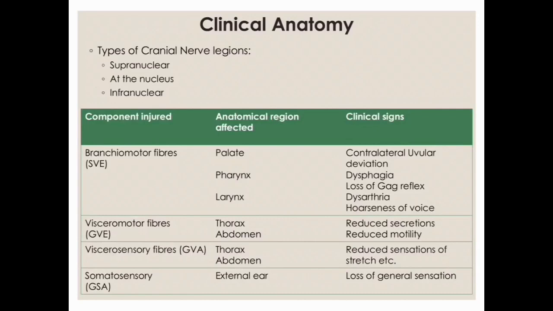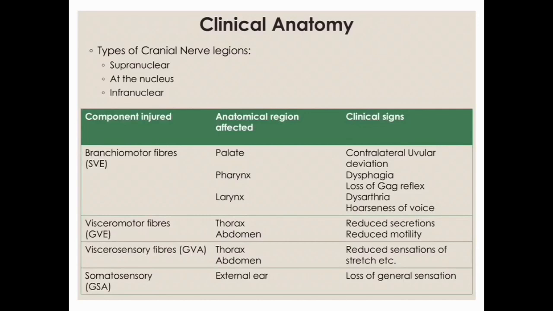So there will be reduced secretions for all these glands, and in case of the abdomen, there will always be reduced gastric and intestinal motility, right? Essentially, peristalsis would be affected. Moving on to the next row, viscerosensory fibers, GVA. I told you the visceral sensations, one of the most common ones for me is stretch. So even in the thorax, if there's any tracheal foreign body or something, these sensations will be reduced. So reduced sensations of the viscera.